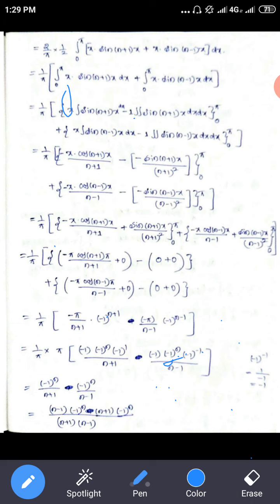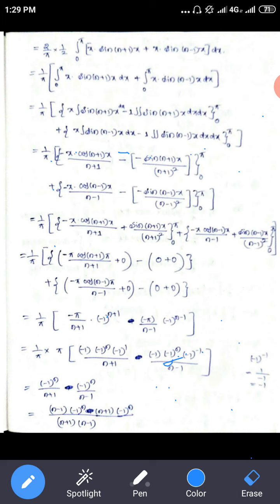Next, double integration of sin((n+1)x) dx. Later it will come 0 because the differentiation of 1 is 0. Next, I'll integrate this x into sin((n-1)x) dx. Differentiation of x is 1. Double integration of sin((n-1)x) dx between 0 to pi. So 1 by pi, I'll simplify clearly everything.